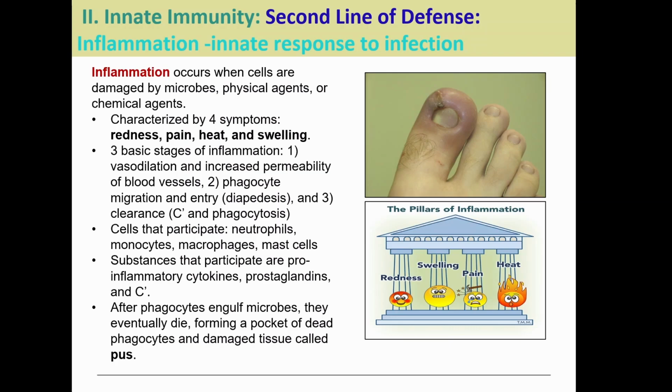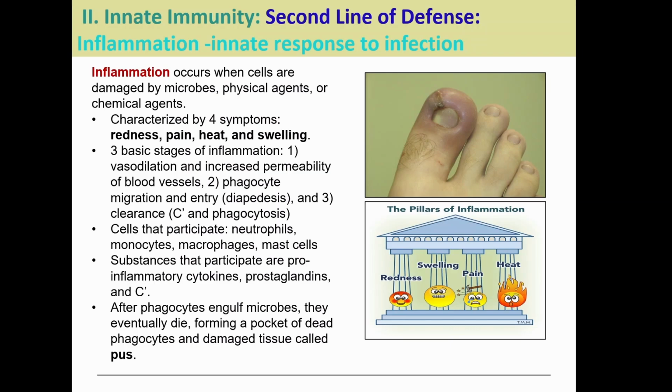Because we have vasodilation and the permeability increasing, blood cells like the monocytes are able to move from the bloodstream into the tissue. And then clearance, right, where we have those cells either using the complement proteins or using phagocytosis. The cells that are going to be part of the inflammation process include the neutrophils, the monocytes, which then can become macrophages, the basophils that become mast cells as well. And then they are going to be using things like the pro-inflammatory cytokines, things like prostaglandins, and the complement proteins.